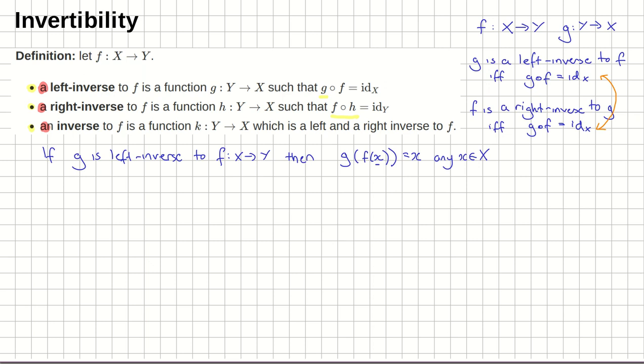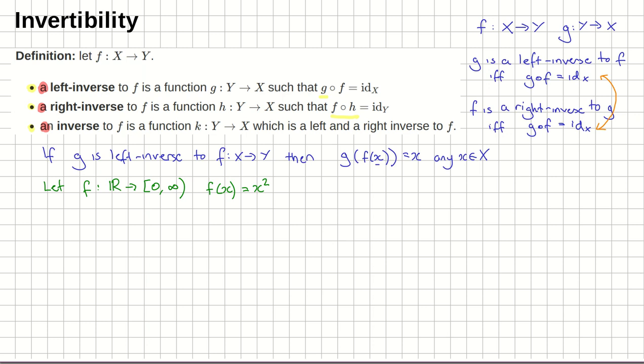Finally, let's take a look at some examples now. We're going to look for inverses to a function. So let's take f to be the function from the real numbers to the set of non-negative real numbers, and this will have the rule f of x equals x squared.